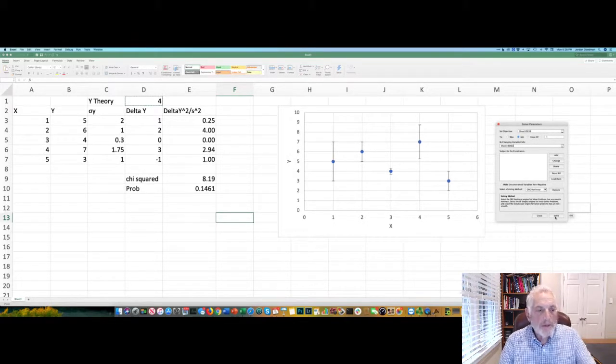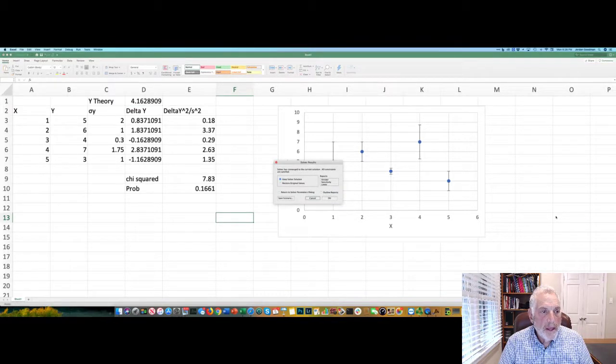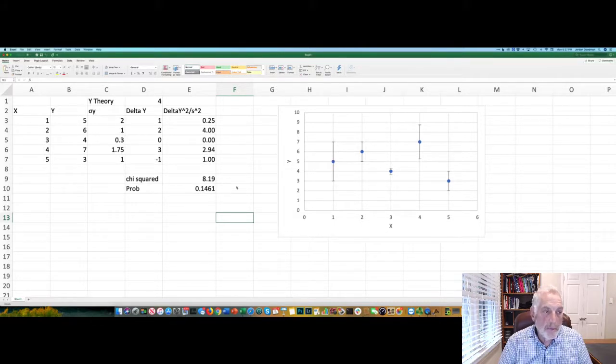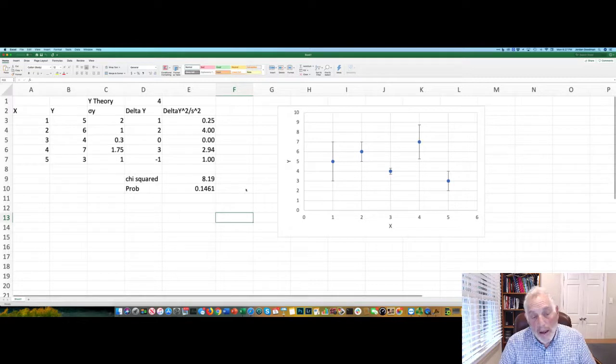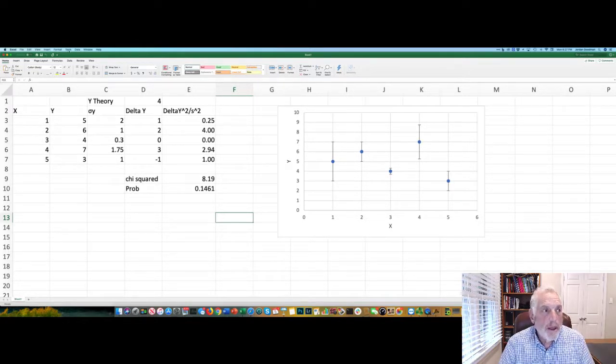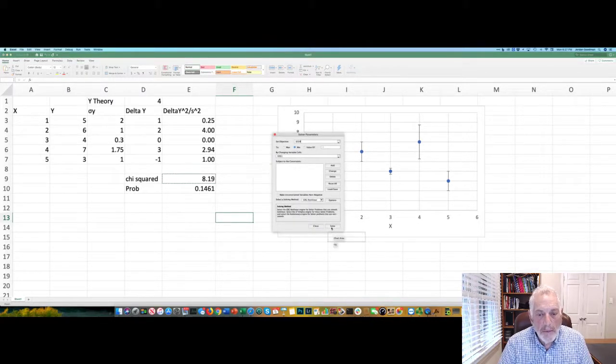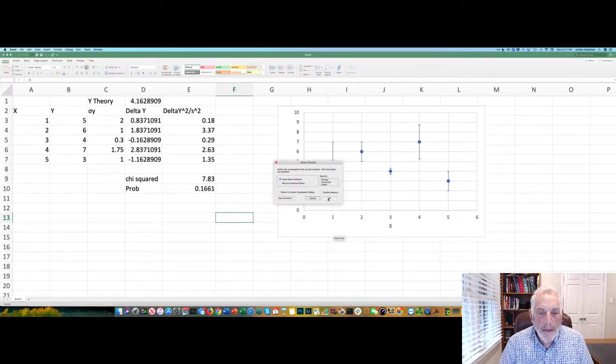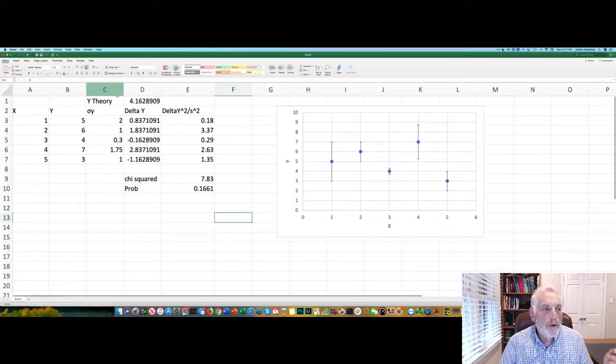We find the value of chi-squared, let's remember, is 8.19 and a probability of 14% or 15%. If we say solve, it says, oh, if I make it 4.16, then I can lower chi-squared and get a new value of probability, which is 16.6%. So if we cancel, we can see that we were at 14%, and so we weren't a bad guess before, but the solver actually allows us to minimize chi-squared. And so we'll do this again. We go Tools, Solver, and it still remembers what we want to do, which is the cell we want to minimize. We say solve, and then we can say keep this value, okay, and now we know that 4.16 is the best value of this.